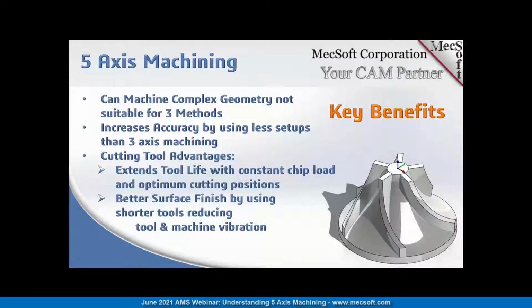Like I mentioned in item 1, you can get at all of the orientations of the features of the part using 5-axis. And then also, there are a lot of advantages for your cutting tools. You can extend your tool life by having a constant chip load. By machining in 5-axis, you can access the features, and using your tool to access the features, you can set up a constant cutting condition. And then also, you can get a better finish by using shorter tools, with less deflection on the tools, and reducing tool and machine vibration. Okay, Joe?